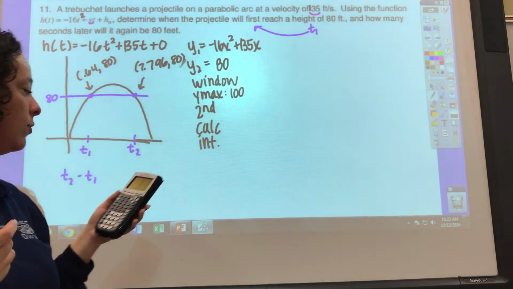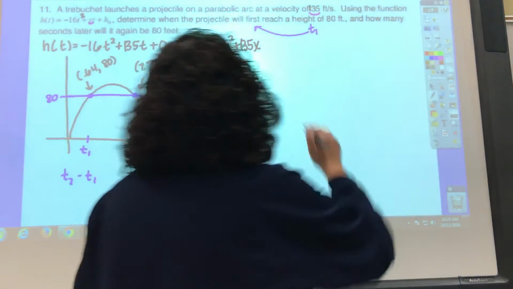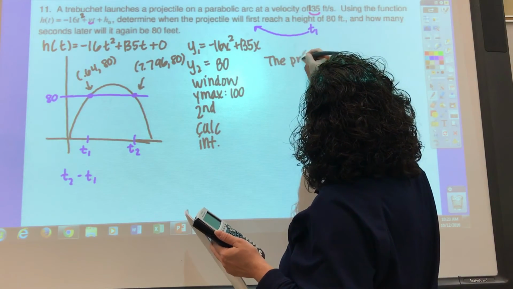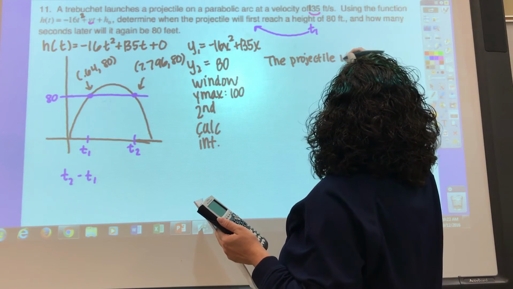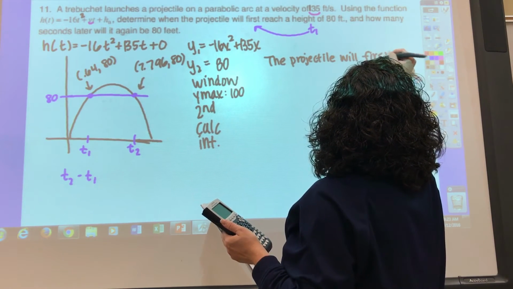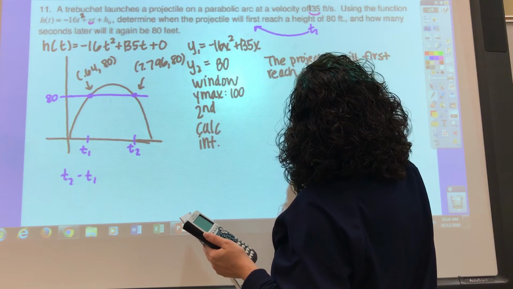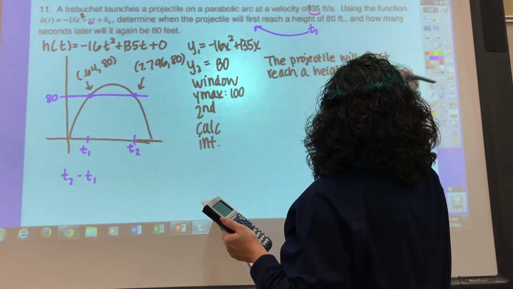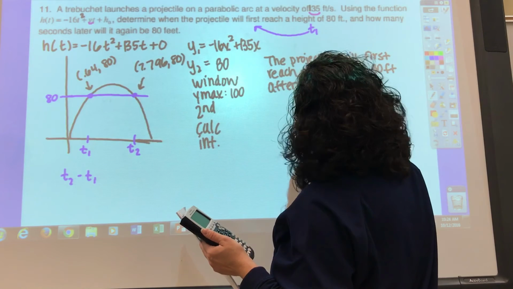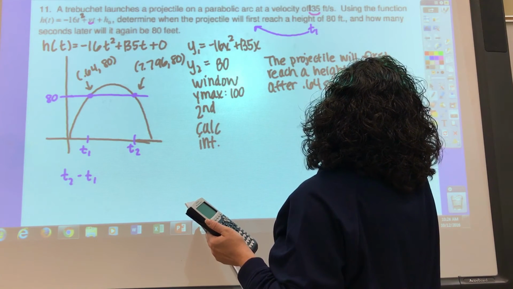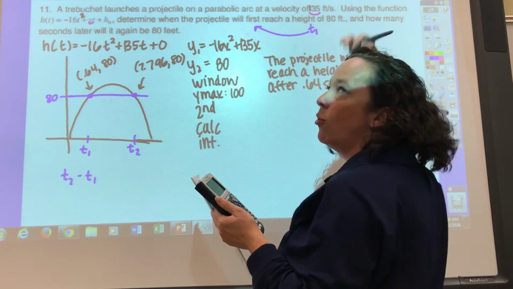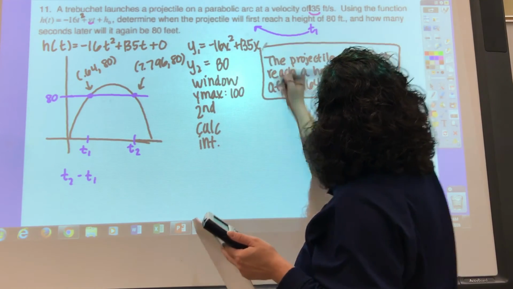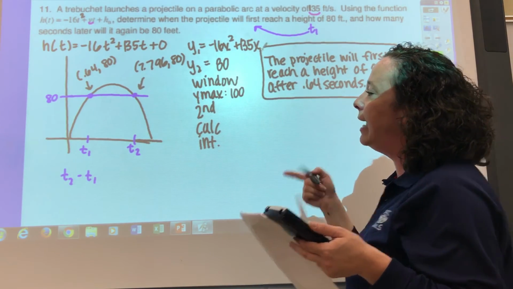Now, let's answer the first question. The first question is, when the projectile will first reach that height of 80. So the projectile will first reach a height of 80 feet after 0.64 seconds. 0.64 of a second, 0.64 seconds, period. Now, that's the first thing. Box. Now, the second thing, and how many seconds later will it again be 80 feet?